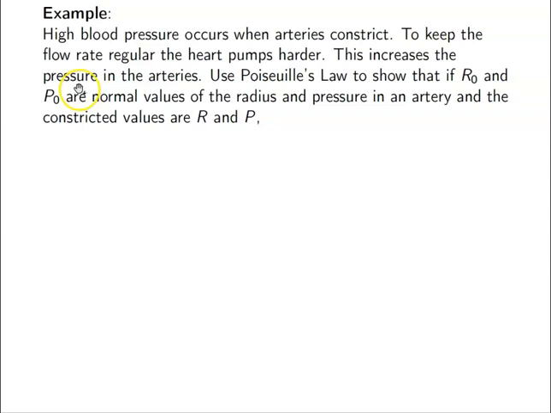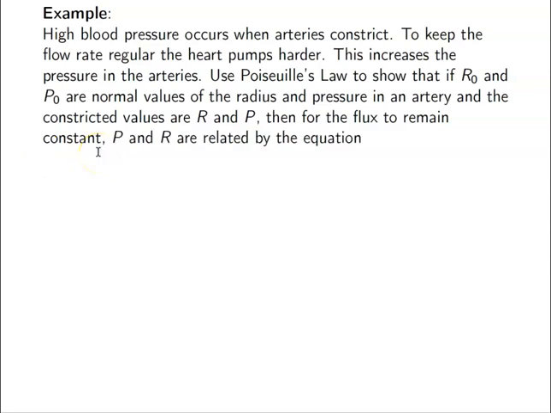So if I start with R naught and P naught, where this is how wide the tube, the artery, is initially, and this is the initial pressure. And then this is the constricted value, where R is now smaller than R naught. I have a constricted value, and then my pressure is higher than P naught. Then for the flux to remain constant, the flow has to remain constant.